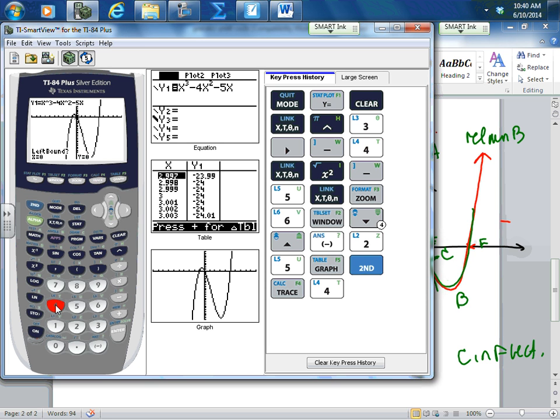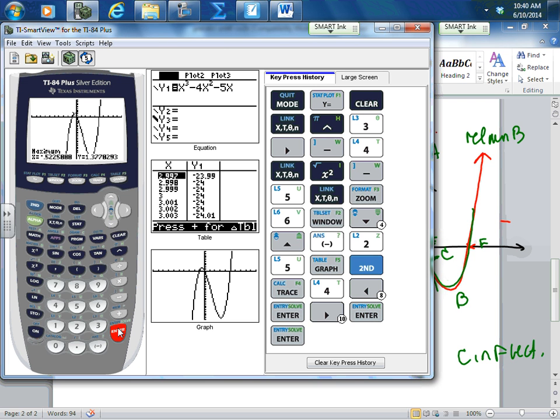So we're going to move the little bug guy to the left, left bound. We're going to move the little bug guy to the right, right bound. And we're going to guess. And we take 3 decimal places. Rule of thumb, 3 decimal places. So there's your max.